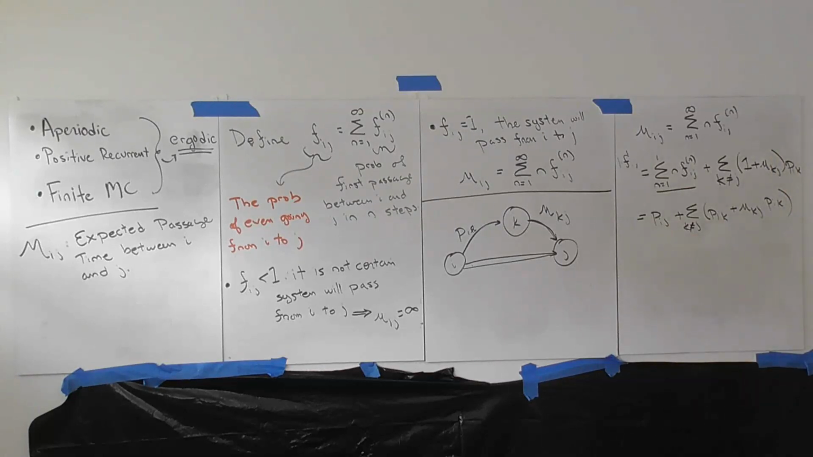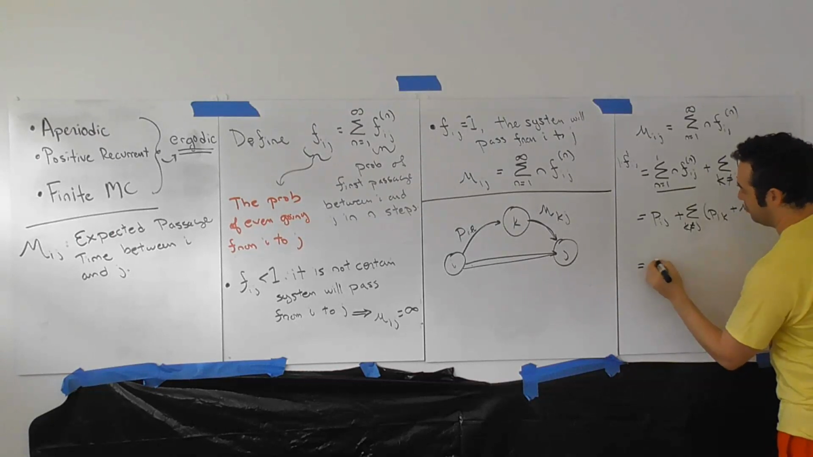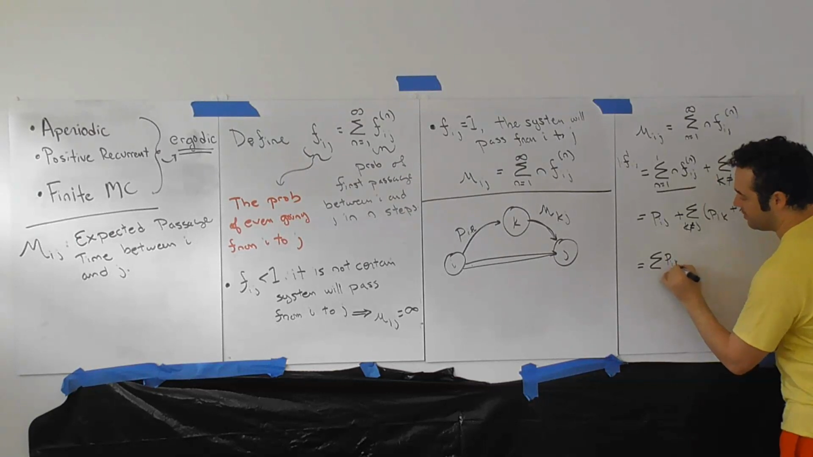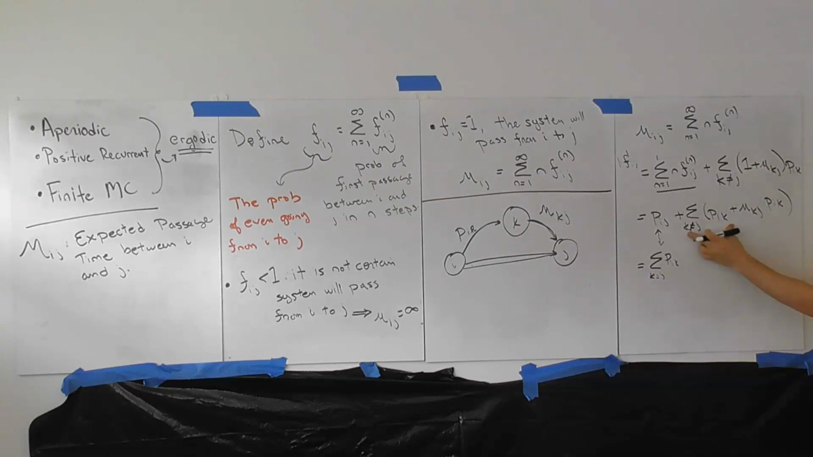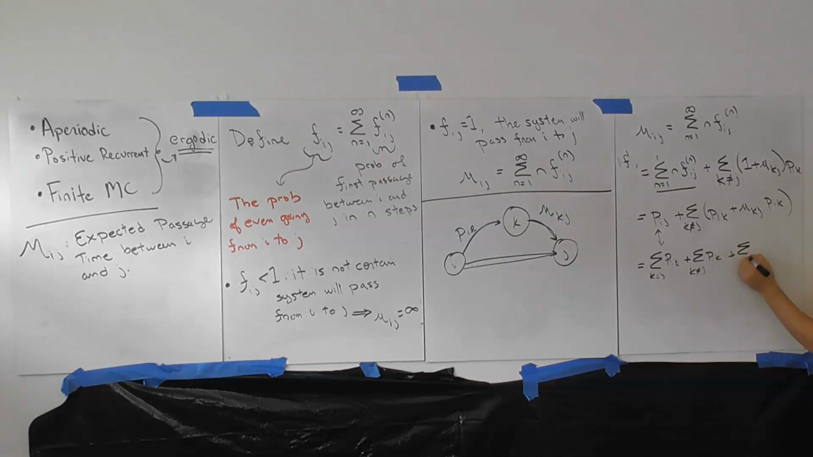So we could write this as the sum of pik, where k is equal to j. That's just this guy right here. And now I'm going to take this part out. It's the sum of k not equal to j of pik. And finally, we have this third sum, the sum of k not equal to j of mu kj times pik.